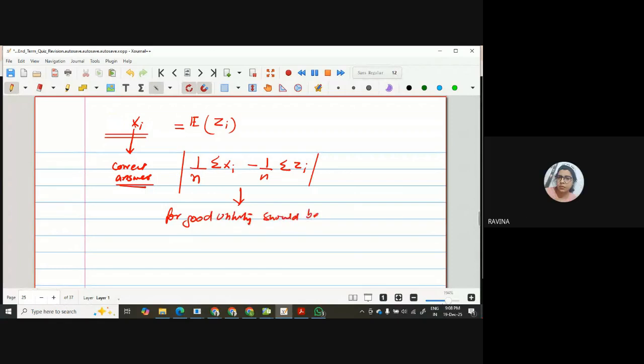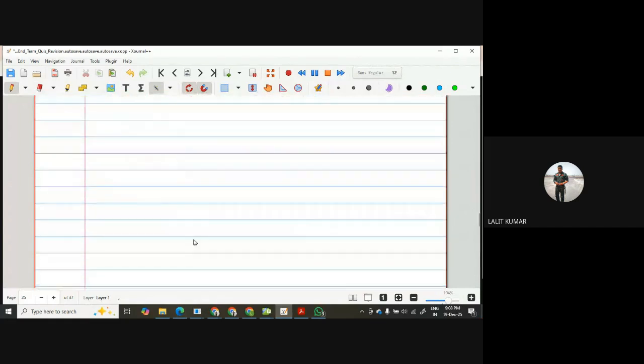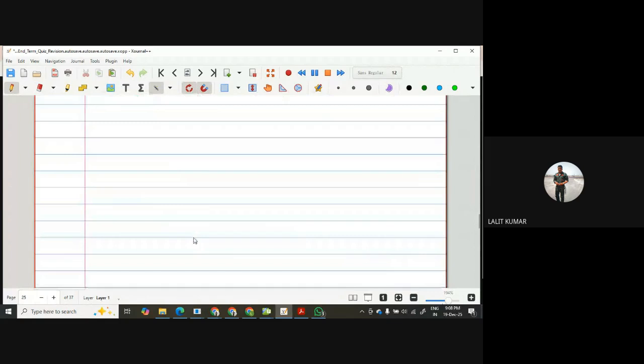Yes, sir. Got it, sir. And this is of order 1 by root n epsilon. Okay. Very nice. Shall we go now to the trusted curator? Any question in randomized response?